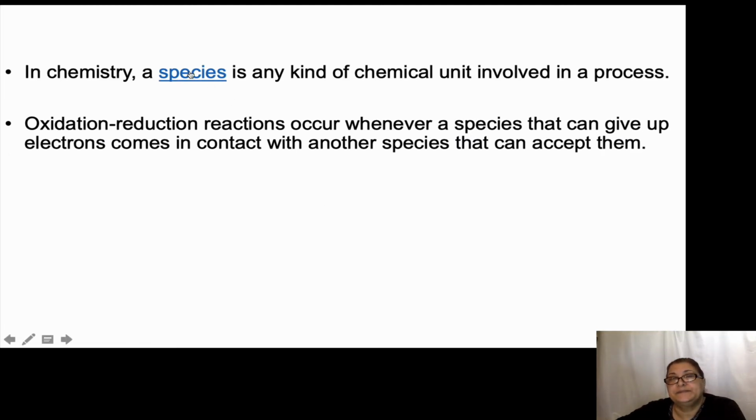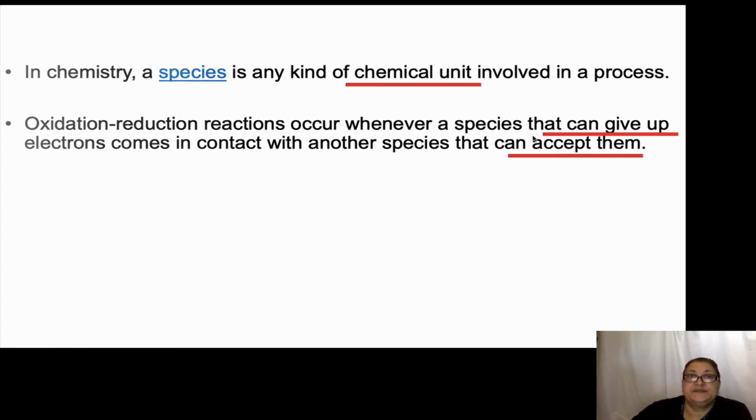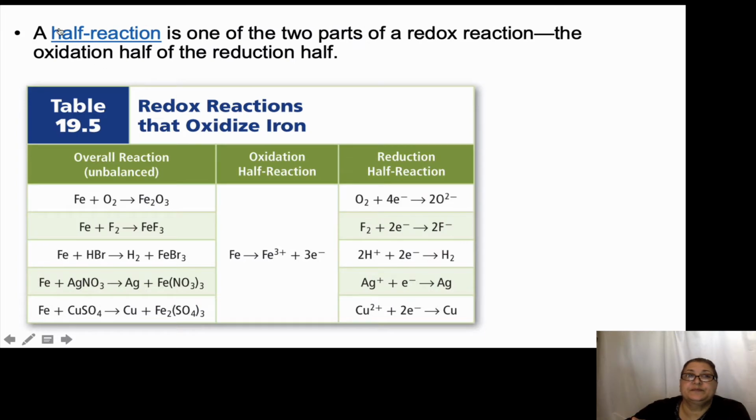Species. Any kind of chemical unit involved in a process. So there are chemical units that give up electrons and species that accept electrons. Half reaction. One of two parts of a redox reaction. The oxidation half, which shows the number of electrons lost when a species is oxidized, or the reduction half, which shows the number of electrons gained when a species is reduced. Oxidation is loss, so you will see the electrons on the product side. Reduction is electrons gained, which you will see on the reactant side.